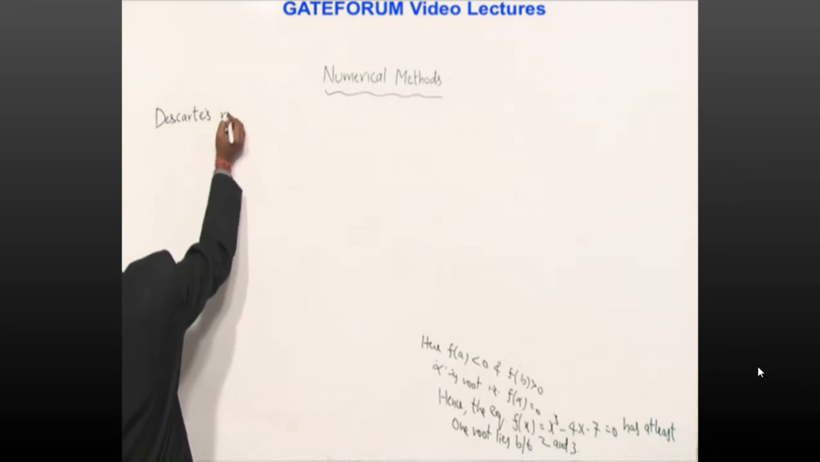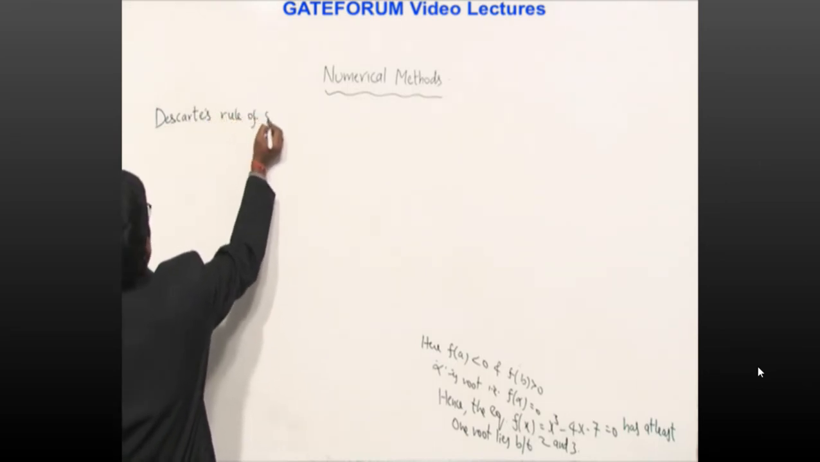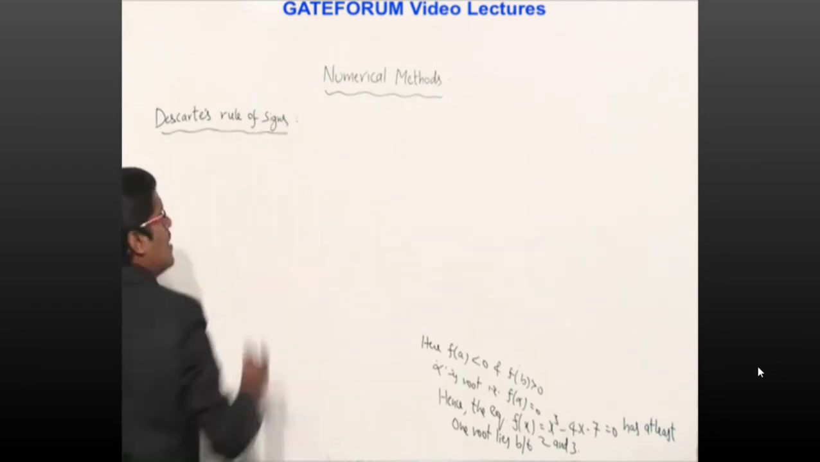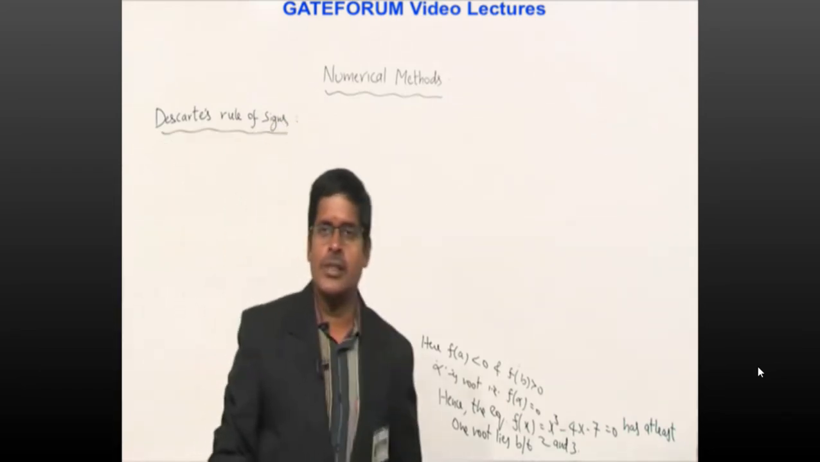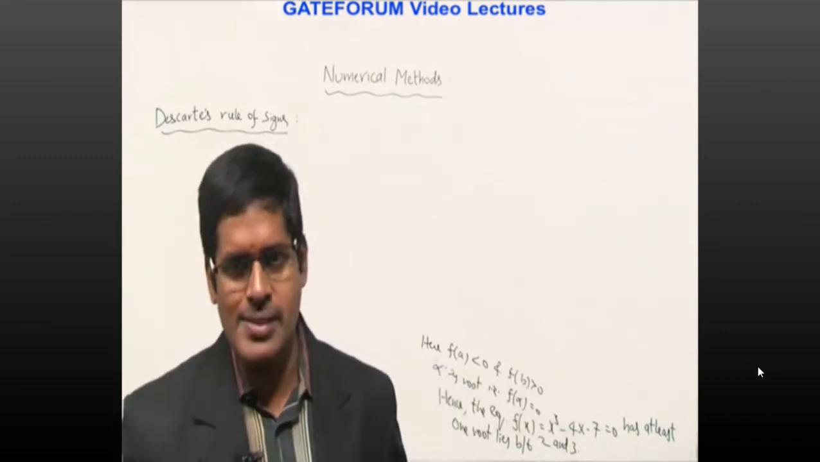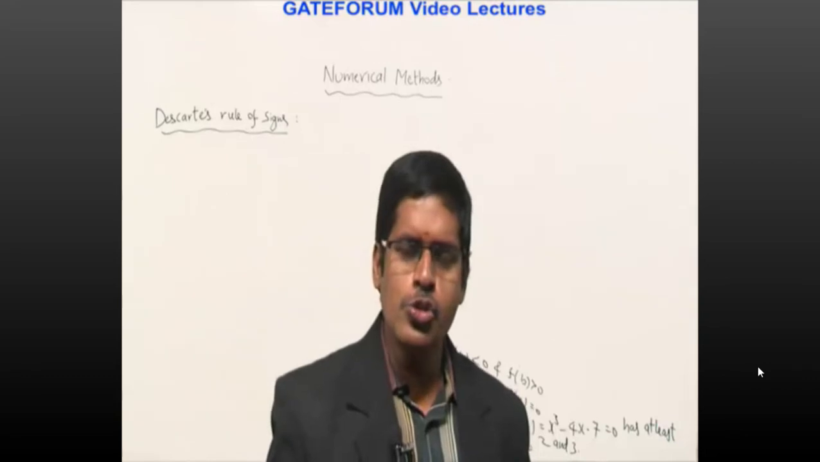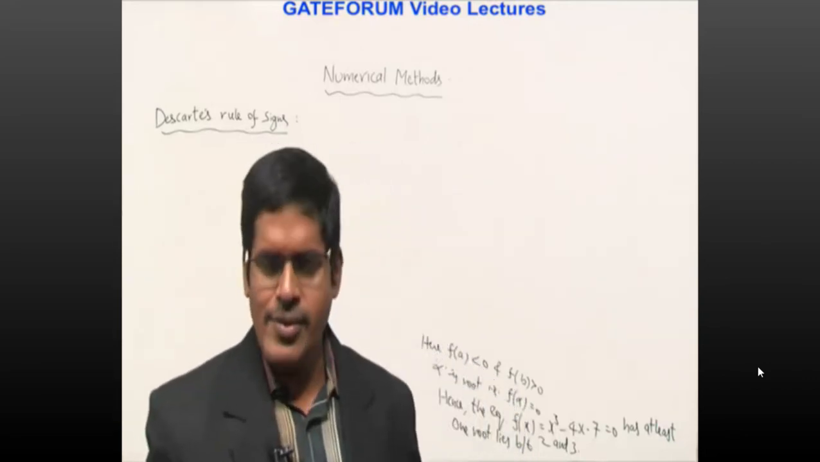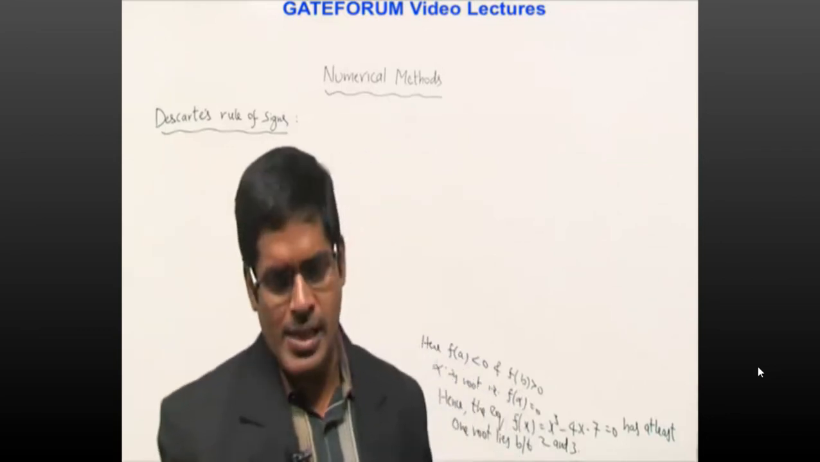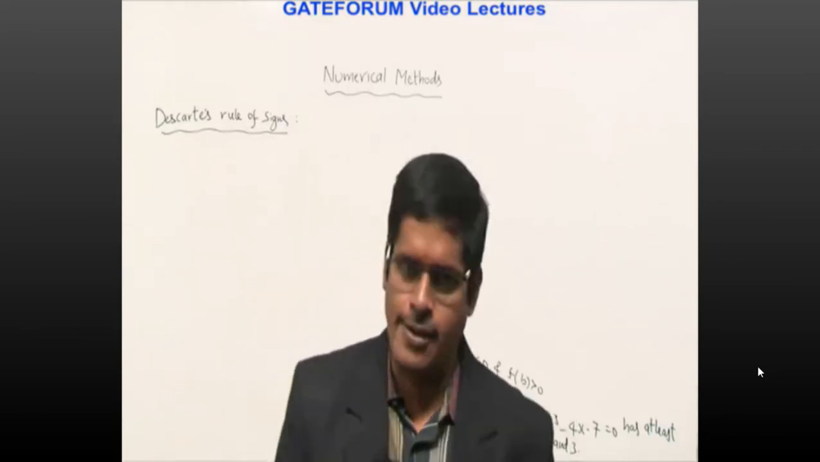Descartes' rule of signs. So Descartes is a scientist. He decided that signs, according to signs, sign means either plus symbol, positive, or negative. Due to those symbols, he has given some procedure for finding maximum positive real roots, maximum negative roots, etc. Okay.